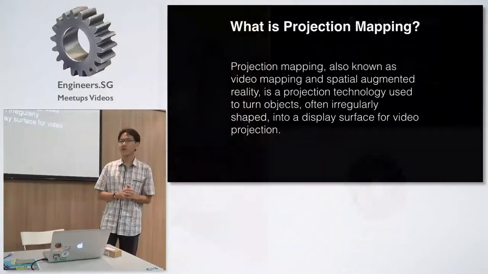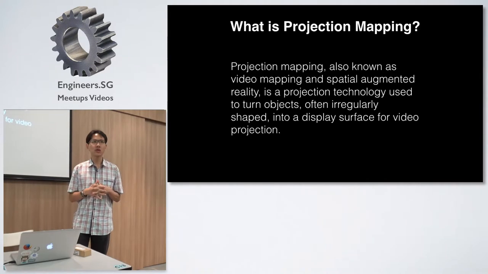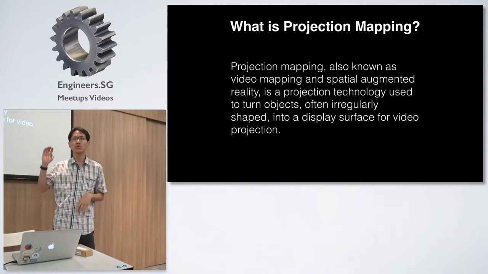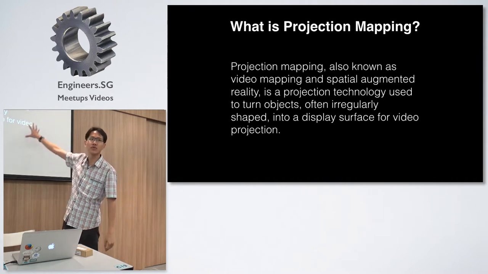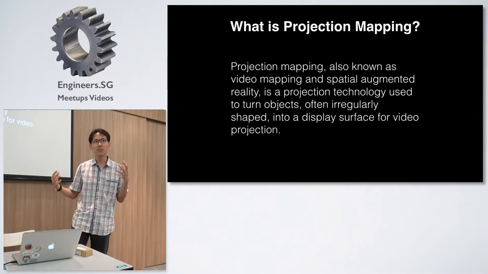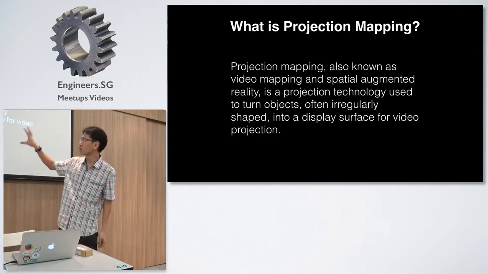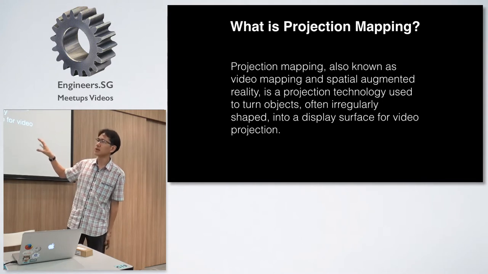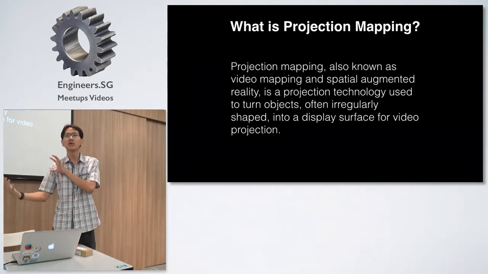So projection mapping is a very interesting thing. You can use a projector to do kind of like, so normally a projector is like this. We project on the screen and we use it to do a presentation. But a projector essentially can be used as a very, very big screen. So we can project on the side of a building, can project onto objects. And what projection mapping does is that you're able to map that projection into a certain area that you want.